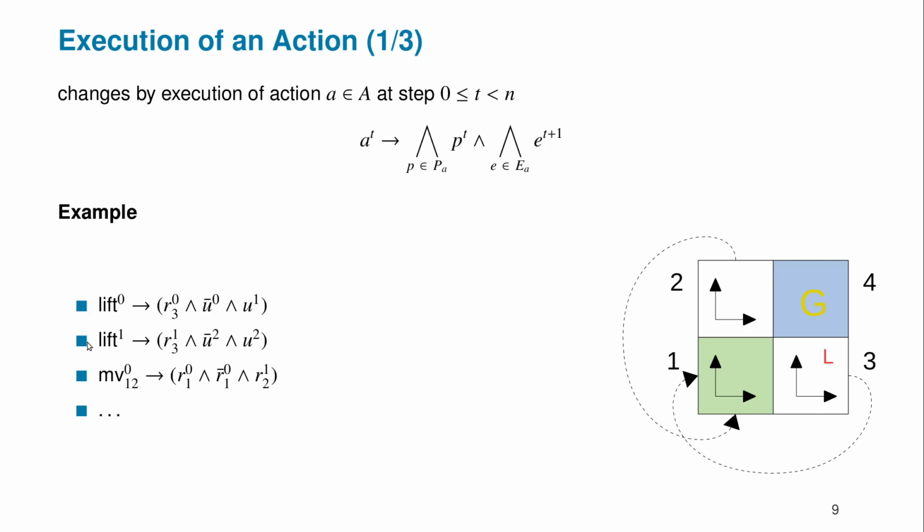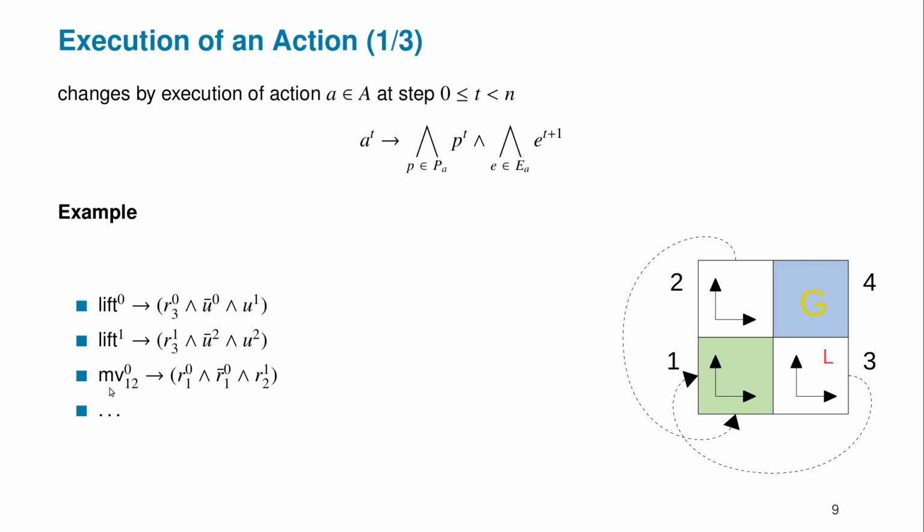If the robot is in field 1 and wants to perform a lift at time point 1, then it has to be in field 3 at time point 1, and this is also a typo. The arm has to be down at time point 1, and it is up at time point 2.